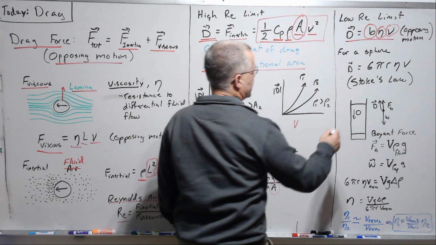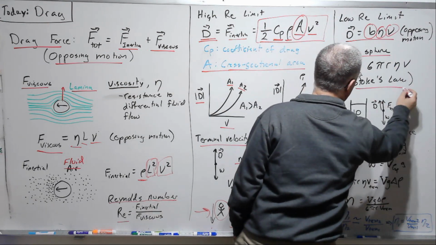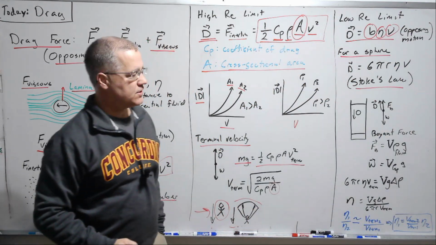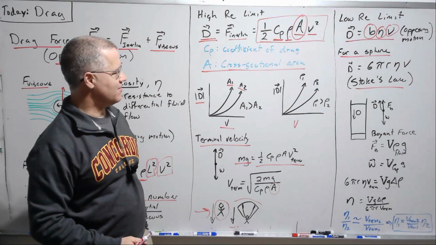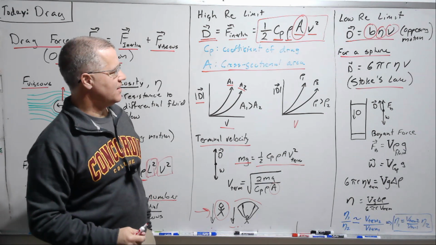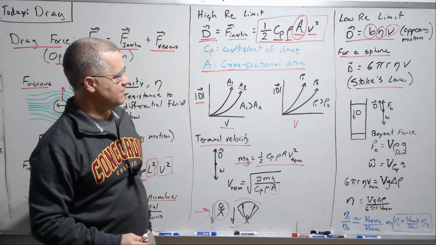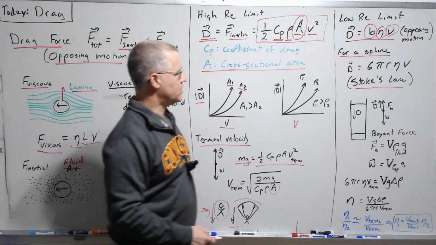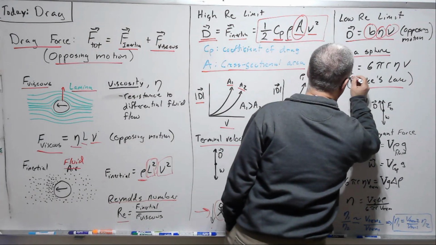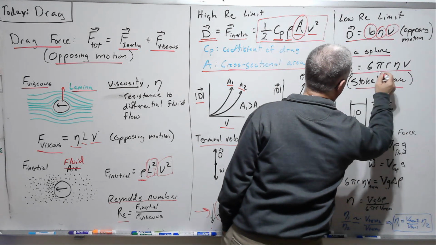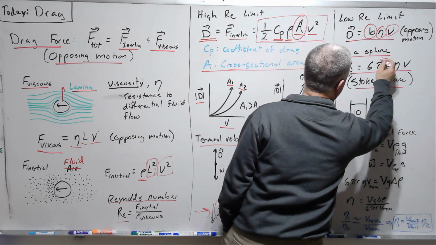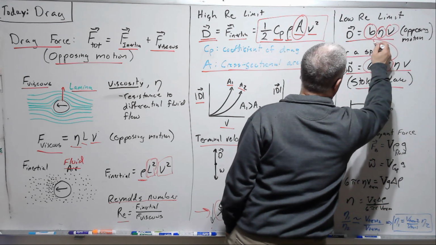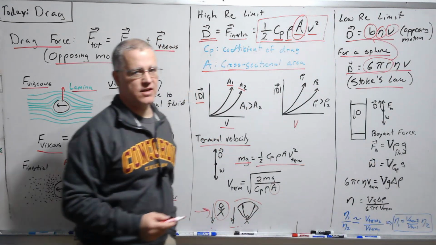There's a special case for a sphere, and that constitutes what's called Stokes' law. So there's lots of Stokes around. In this case, in viscosity, what's referred to as Stokes' law is the drag force here for a sphere. And notice the B, this is the B for a sphere.